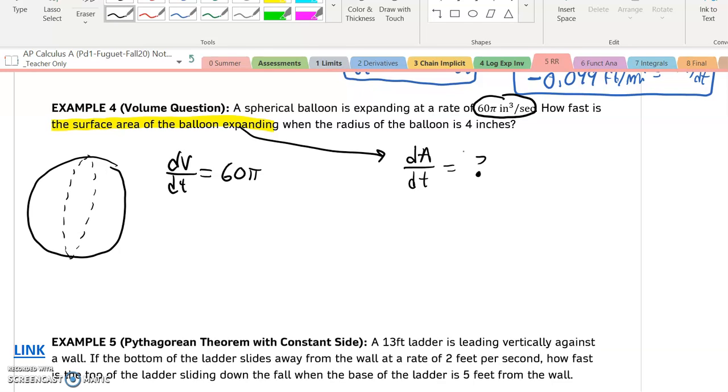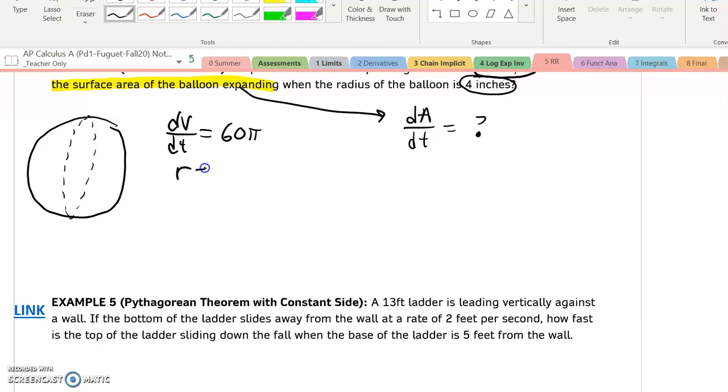What is going to be true regardless, when we look at the volume of a sphere or the surface area of a sphere, is that they're asking us at the instant that the radius is 4 inches. So we're still going to write r equals 4 under both of these scenarios. But what I want to challenge you to do right now is to pause this video, and I have two formulas here. Volume equals 4/3 pi r cubed, and then area equals 4 pi r squared.